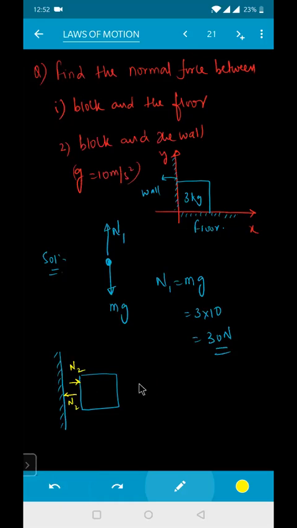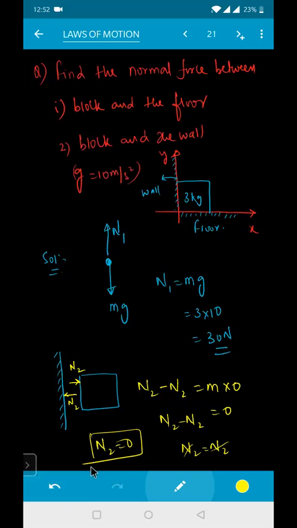So this one is N2 in the positive direction, and N2 in the opposite direction must be equal to the mass of that body into acceleration. So this is totally 0. That means N2 minus N2 is 0. So N2 is equal to N2. There is no normal force acting on that body. So N2 will be equal to how much for me? 0. Is that point clear for everyone?